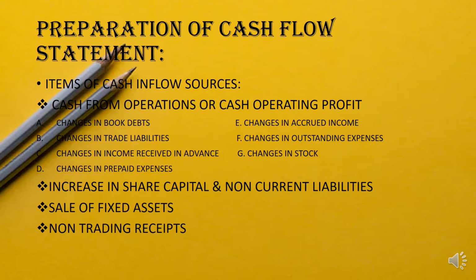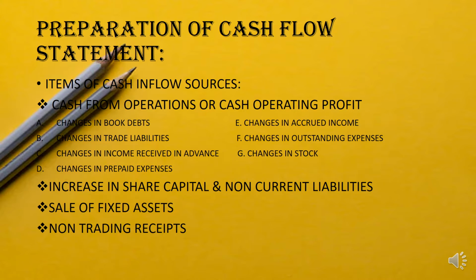Now we are going to see regarding items of cash inflow. So the first one is cash from operations or cash operating profit. Cash from trading operations during the year is very important source of cash inflows. The ultimate result of the business transaction would either be net profit or net loss. While net profit results in cash inflow, net loss will result in cash outflow.